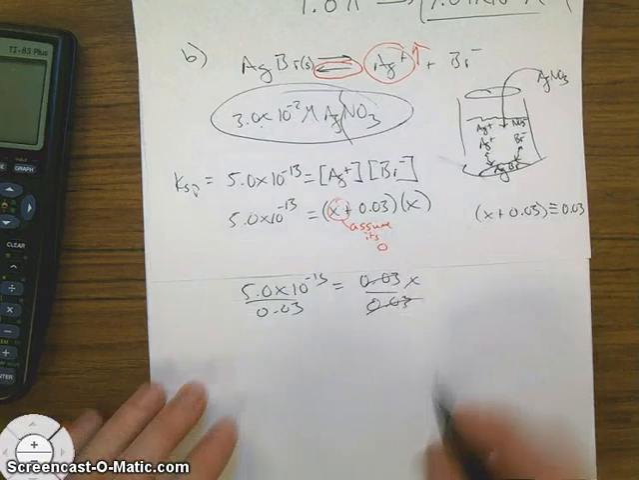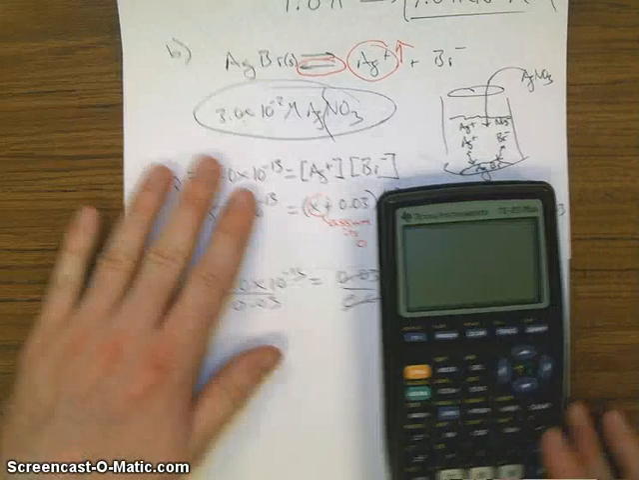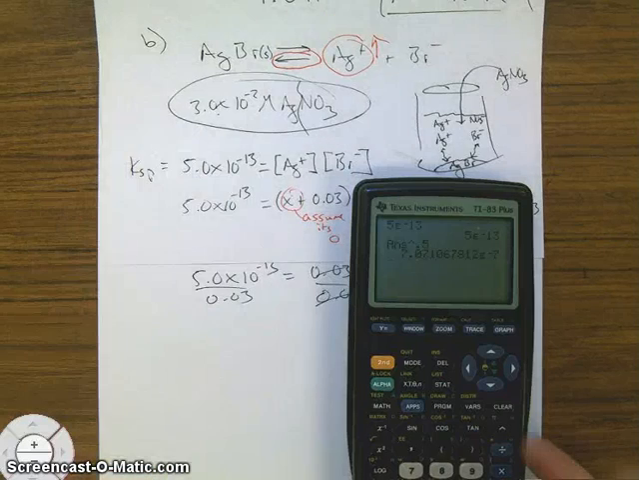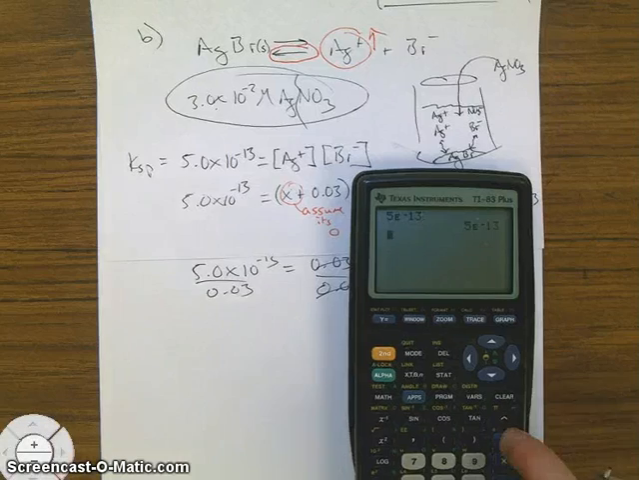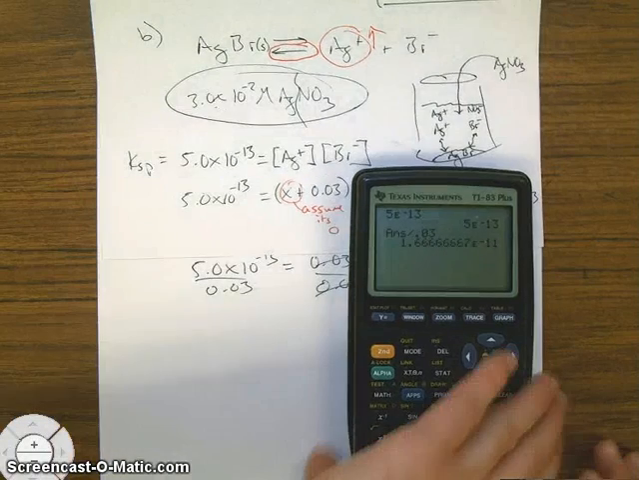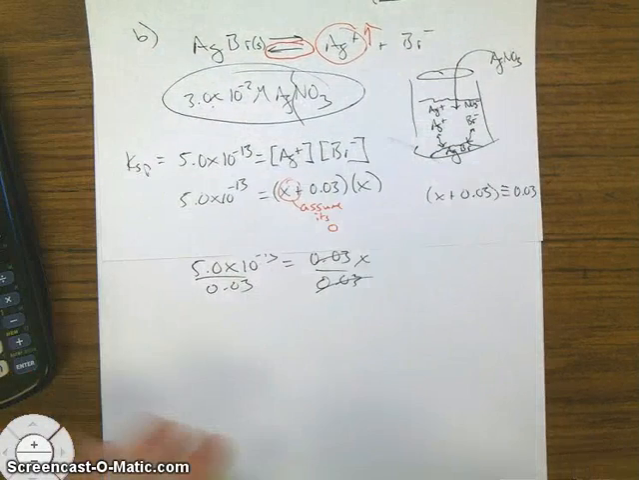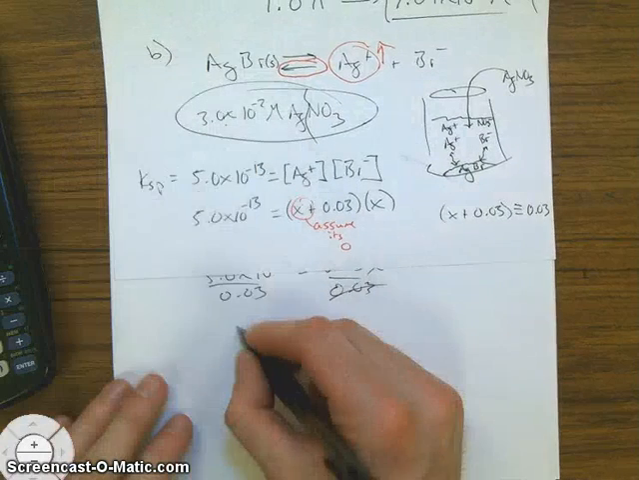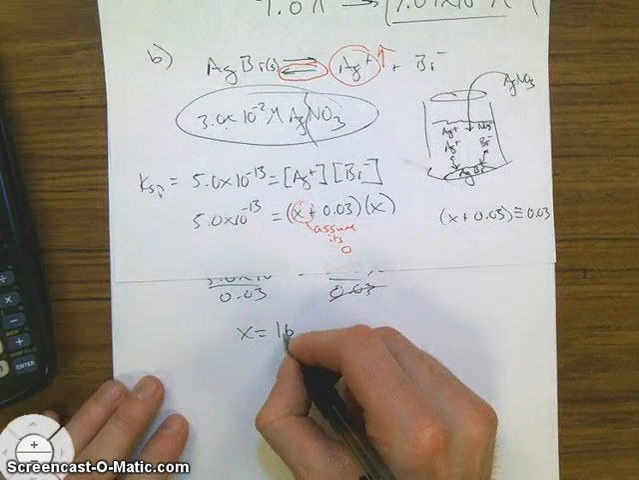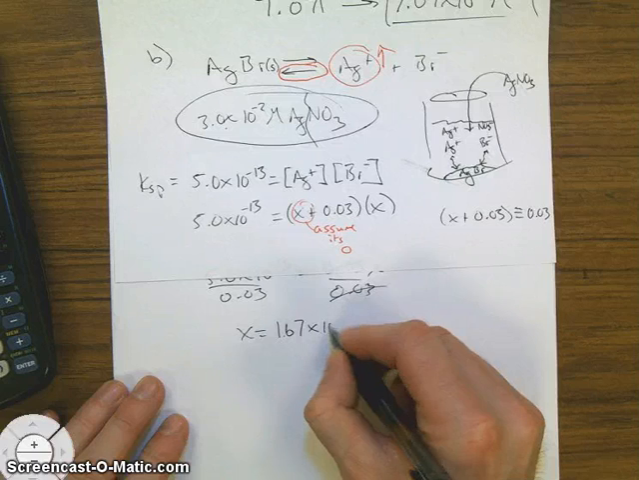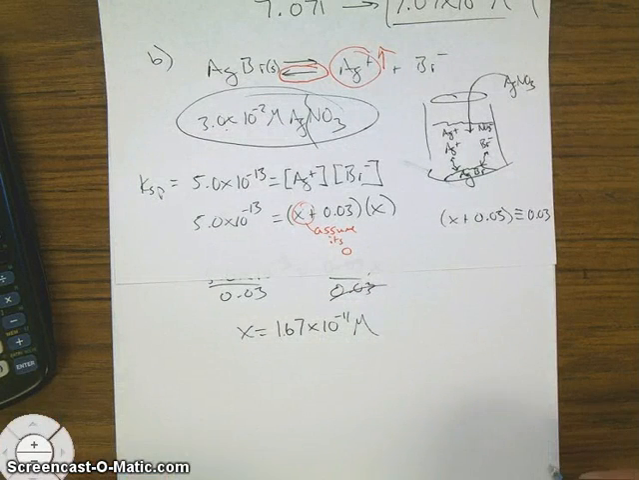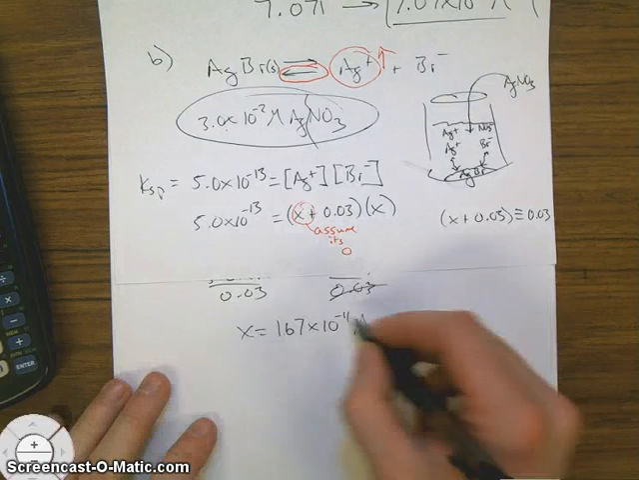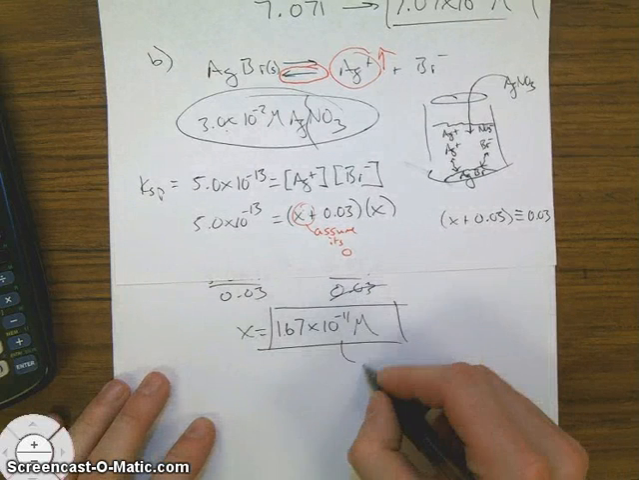That goes away. And the concentration, the molar solubility, what I'm going to get is 5e negative 13 divided by 0.03, and I get my answer, which is 1.67. X equals 1.67 times 10 to the negative 11. And that's in molarity. And that's for both the silver ions and the bromide ions in my solution. And that right there is our molar solubility.